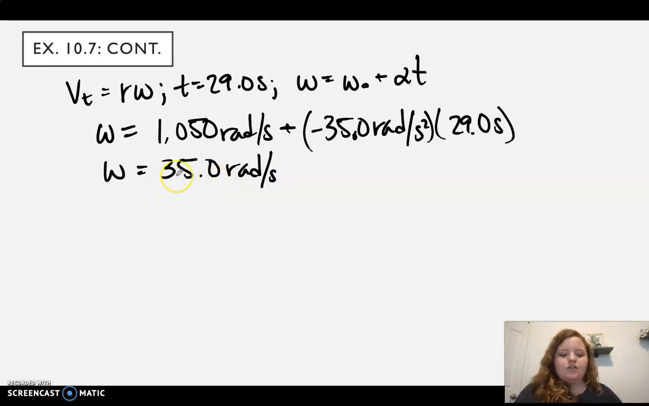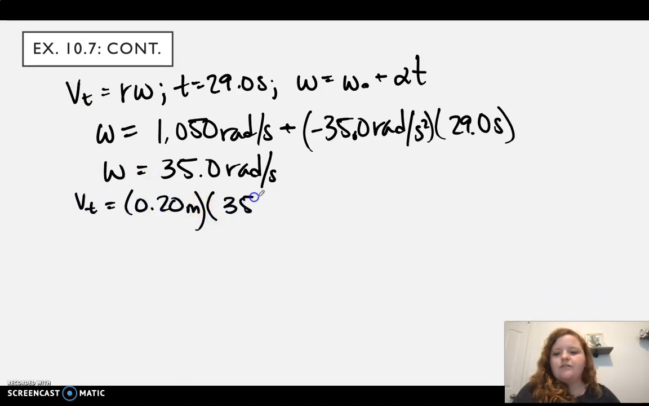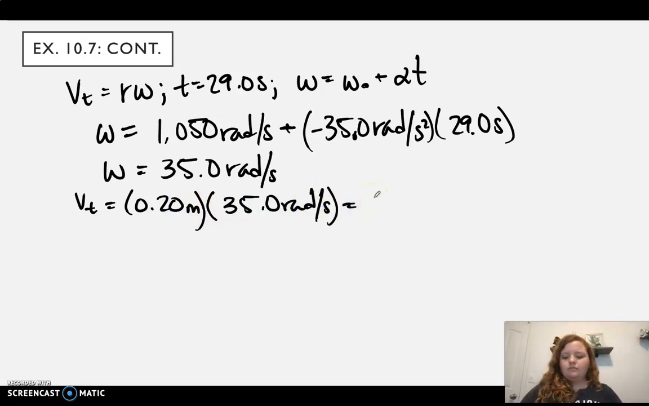All right. So now from that we can find our v sub t. So v sub t is going to be r, which is 0.2, times omega, which is 35, and I get that our tangential velocity is 7 meters per second. Okay.